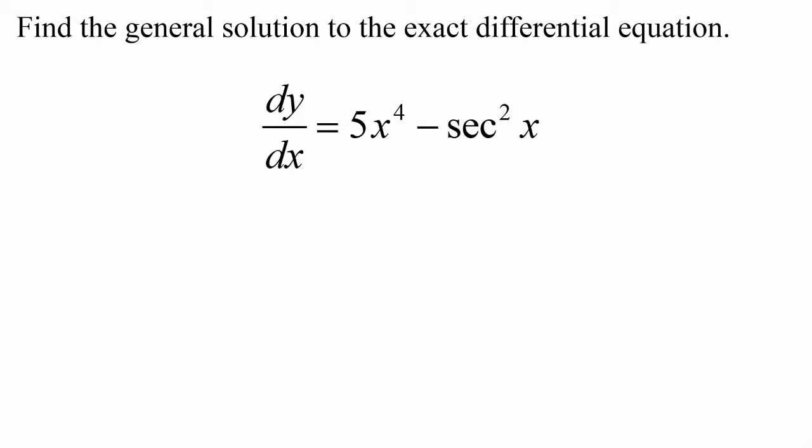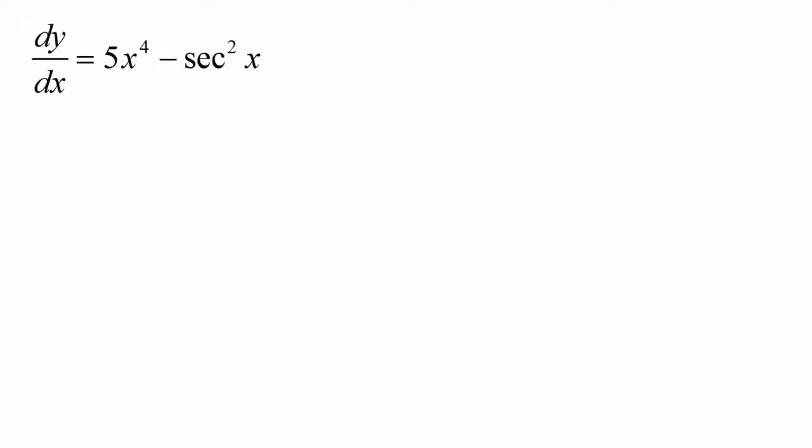Find the general solution to the exact differential equation dy/dx equals 5x^4 minus sec^2 x. So here's our original equation, and it turns out that the solution is simply the antiderivative, or imagine integrating both sides of the equation with respect to x. On the left-hand side we're left with y, and the antiderivative of the right-hand side would be 5x^5 over 5, which is just x^5, and the antiderivative of negative sec^2 x would be negative tan x, plus C representing some constant that we may have on the end. So again, this is what's known as the general solution to the differential equation.